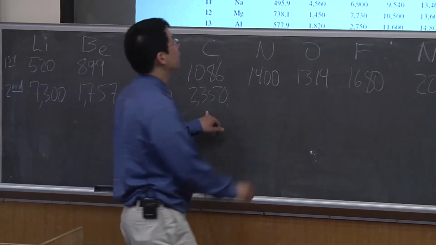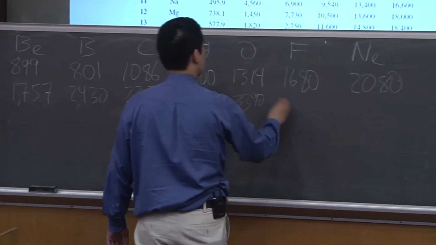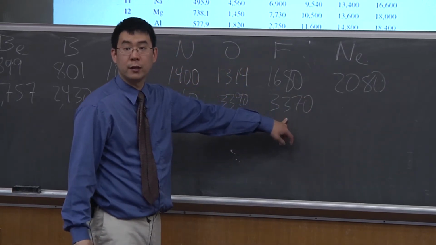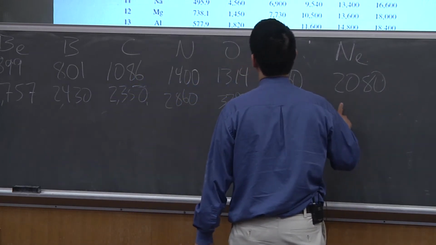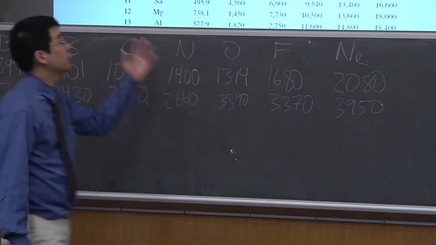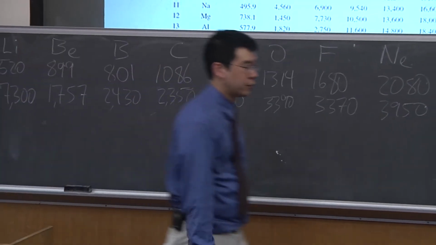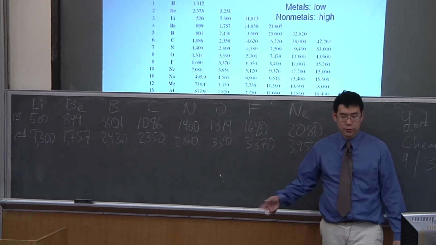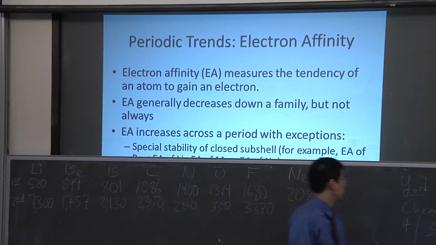Let's get 2350, 2860, 3390, 3370, because when you take 2 away from fluorine, you land at a half-filled subshell. And then for neon, it's going to be large, 3950. And that explains the trends plus the exceptions to the trends. Okay.